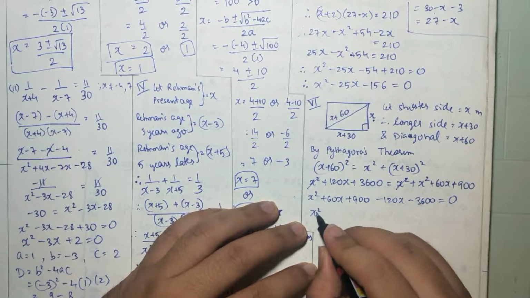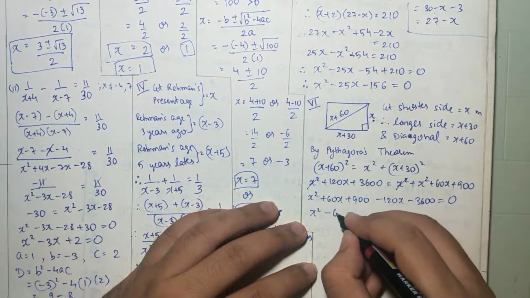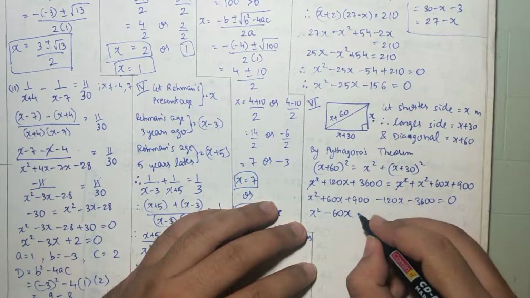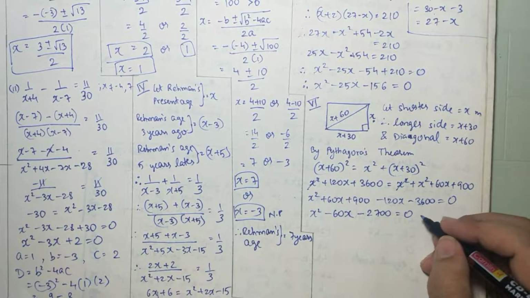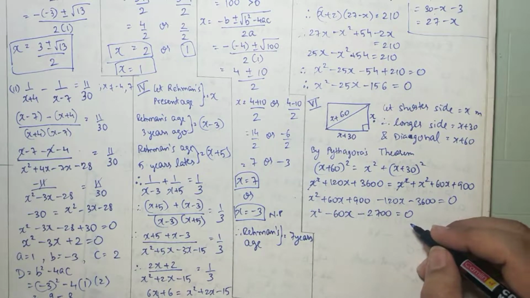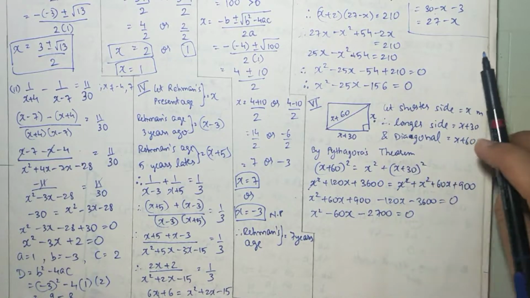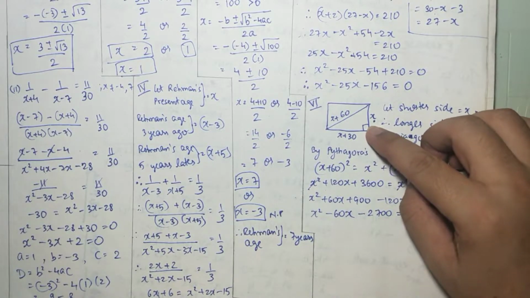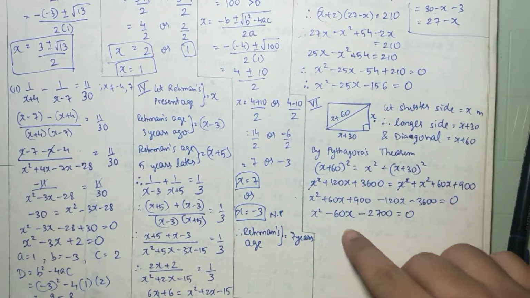X square, only one term of x square, so no like terms. 60x minus 120x, that is minus 60x. 900 minus 3600, that is minus 2700 equals to 0. Again you got an equation, quadratic equation. Solve this using quadratic formula. You know how to solve it. Find the value of x. Again you will get one positive value and one negative value. Now the side cannot be negative, so stick to the positive value. Not possible for the negative value.